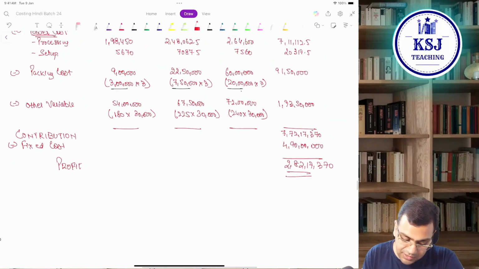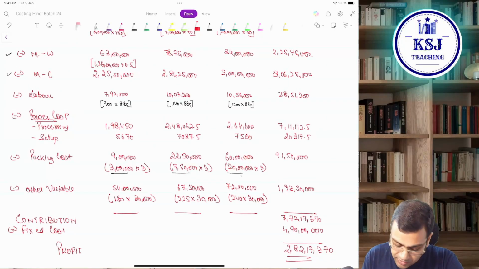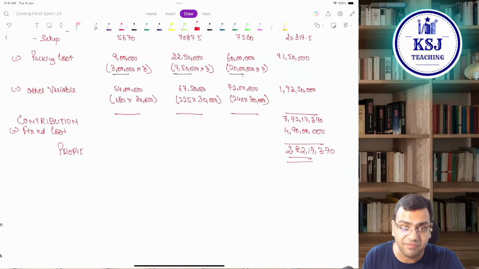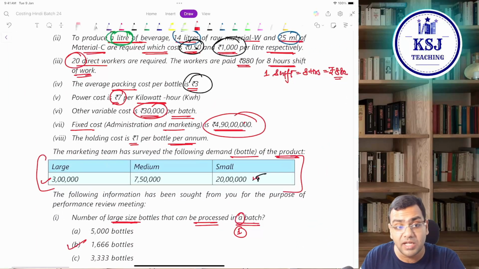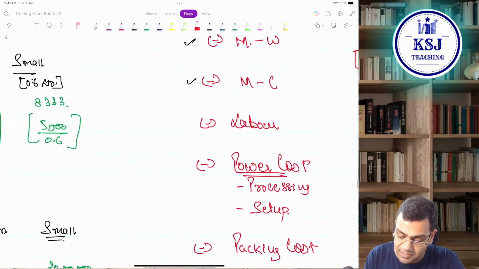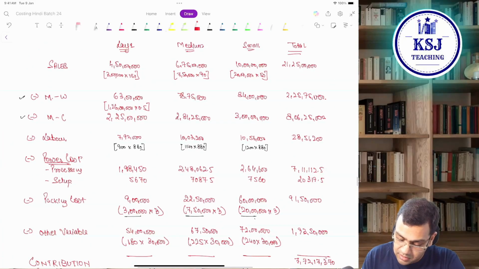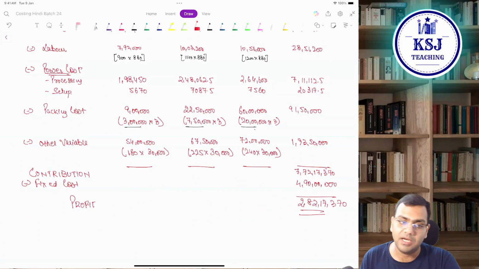So total sales minus all the variable cost, you get contribution. From contribution, you subtract fixed cost. See, the fixed cost is not given per bottle. It is the total fixed cost which is given. So that's why we have taken the total column here. Contribution minus fixed cost, you will get your profit.